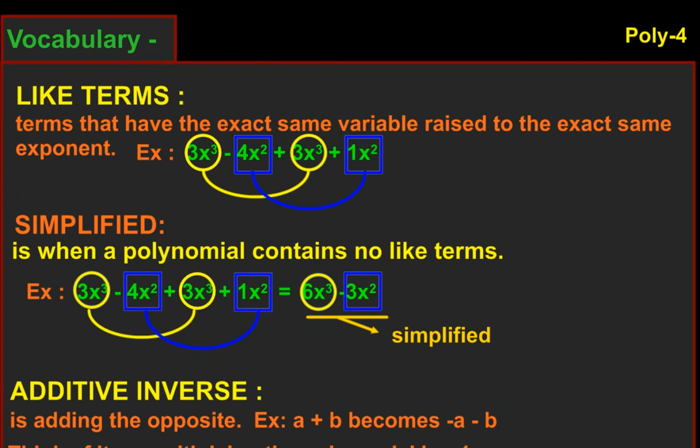Since this is a review homework, let's review some vocabulary terms that we've already heard. Like terms. Terms that have the exact same variable raised to the exact same exponent. So when you have x to the third power, all the terms that have x to the third power are like terms. You can see I've circled both of those with yellow circles. The blue boxes also have like terms of x squared.